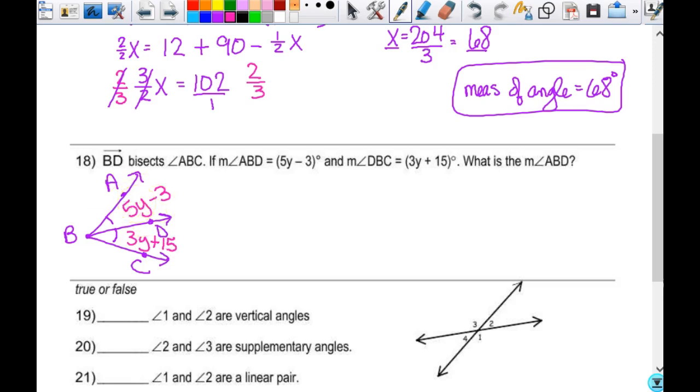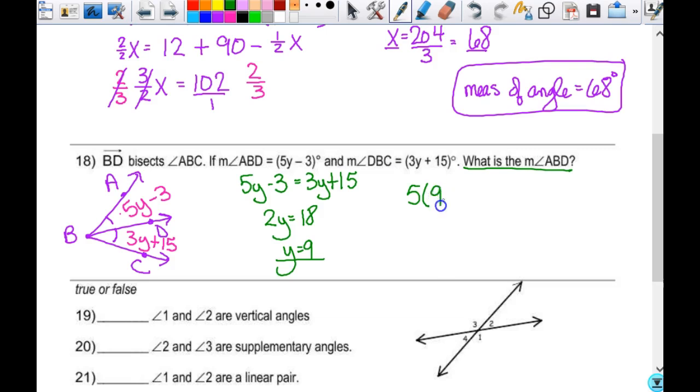All right, so angle addition postulate says this piece plus this piece equals the whole thing, but I don't have anything to represent the whole thing, so that's not an option. But I do know that these are congruent because this is a bisector, which means I can set these equal to each other. So 5y minus 3 equals 3y plus 15, which is going to give me 2y equals 18, so y equals 9. All right, so I found y, but it's asking me for the measure of angle ABD, so I've got to plug that back in. So 5 times 9 minus 3, so that's 45 minus 3, which is 42. So the measure of angle ABD is equal to 42 degrees.